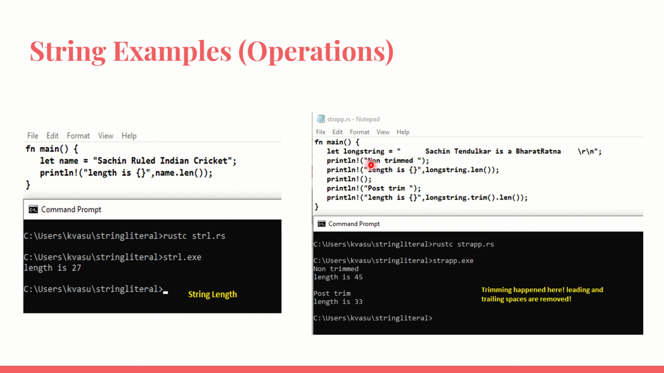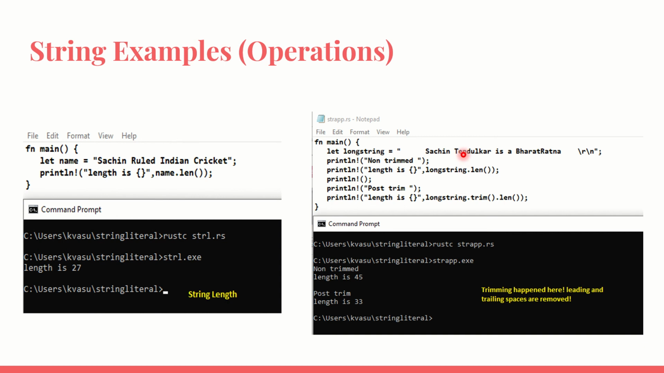Let's take an example as usual. Let long_string equal to, I have got multiple spaces here. They are called leading spaces. Sachin Tendulkar is a Bharat Ratna, and I have got some trailing spaces out here. The non-trimmed version, I'm trying to find out the length right now. long_string.len. This will get me the length of the non-trimmed version.